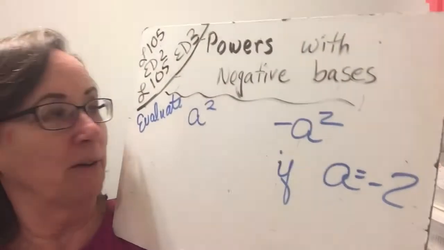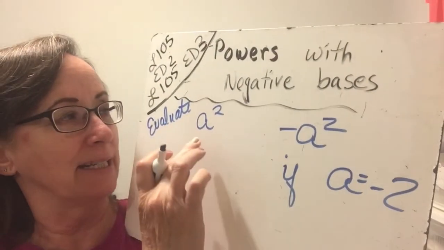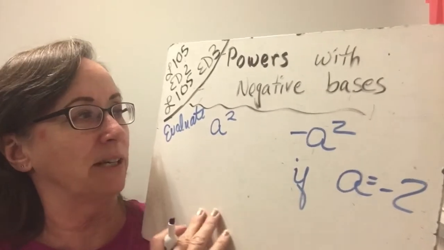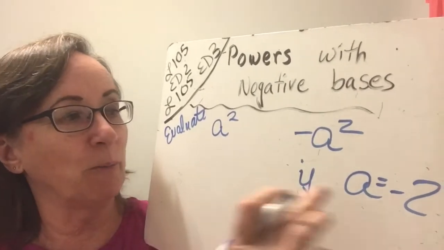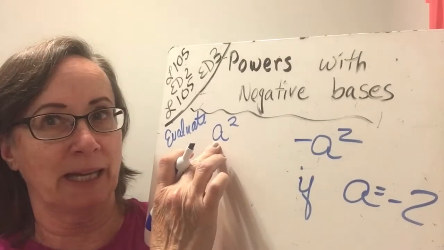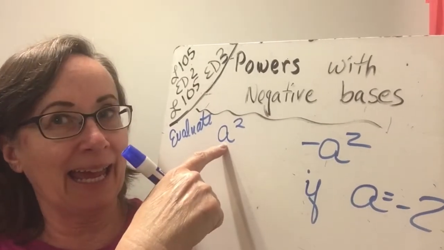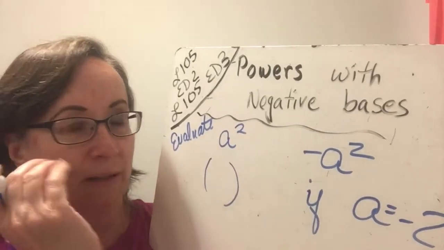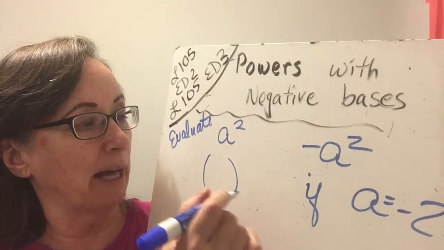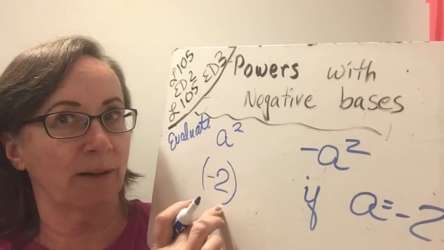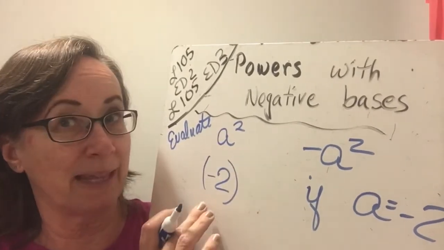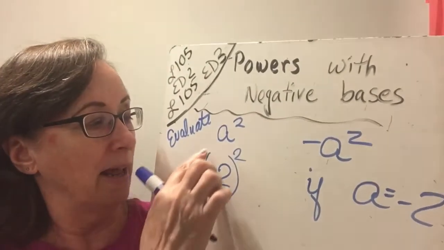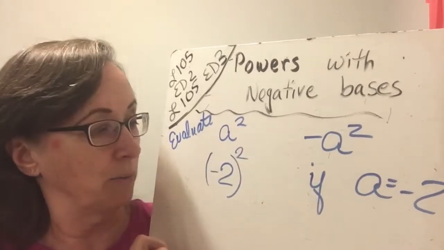So here we go. We have to evaluate a squared and -a squared if a is -2. When we're evaluating, we can slide the -2 in. Now, the a is the -2, and the square applies to the a. So if I put the -2 in a parenthesis, that's the same thing as the -2 sliding in, because the whole a is squared. Therefore, the whole -2 is squared.